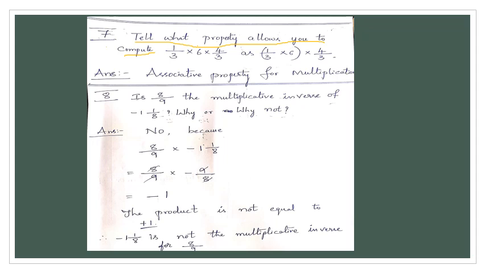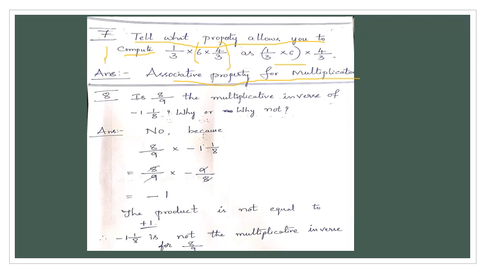See children, here I forgot to group the digits. 6 and 4 by 3 are grouped in the first case. In the second case, 1 by 3 into 6 are grouped. So here we are multiplying the rational numbers by grouping differently. So the property used here is the associative property for multiplication.